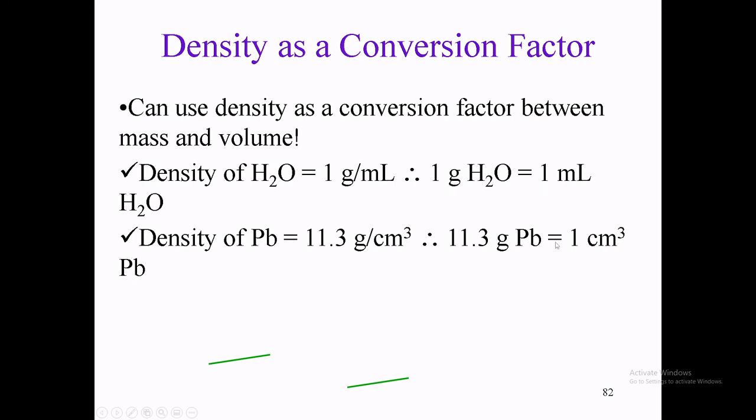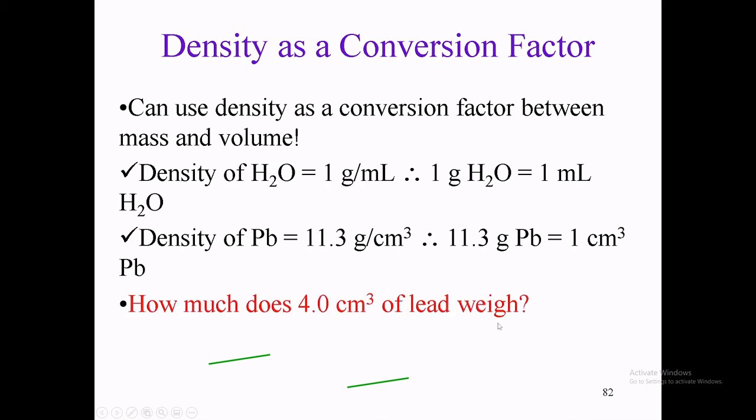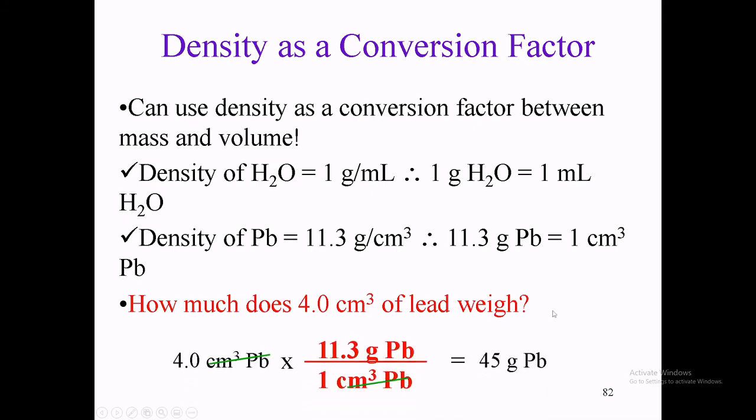Now we have our statements like we had before using conversion factors, and we can start to make our different conversion factors between them. So now we're asking, how much does 4 cubic centimeters of lead weigh? If we have 4 cubic centimeters of lead, we can use our conversion factor based on this statement to convert this into mass, where we have 11.3 grams of lead for every 1 cubic centimeter, and we'll know that that volume of lead is equal to 45 grams of lead.